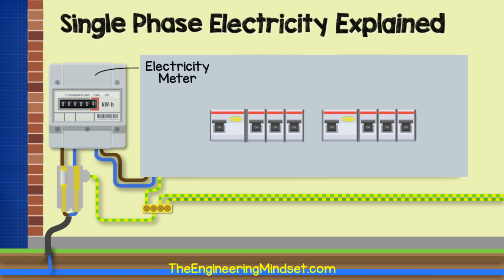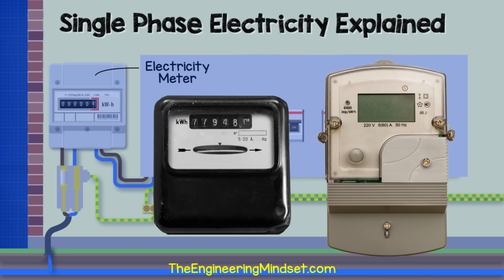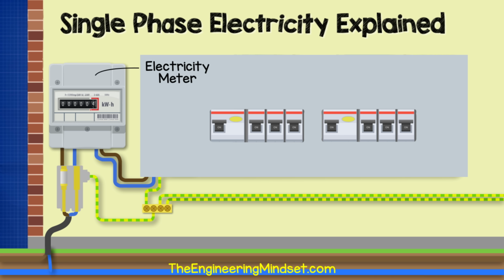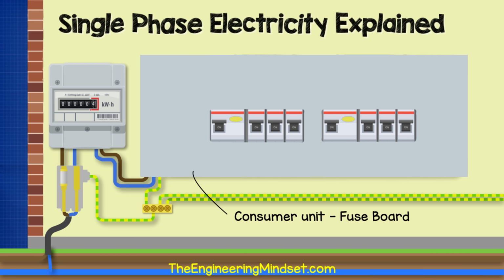The phase and the neutral then enter the electricity meter, which quantifies how much energy is being consumed. You may find that this meter is mechanical or electrical or even a digital smart meter. There are a lot of variations of design for these. The phase and the neutral will then leave the electricity meter and enter the consumer unit or fuse board.